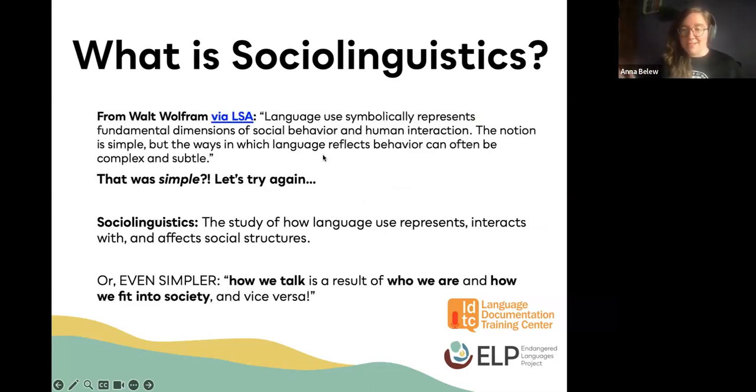Okay, that was not exactly a simple definition. That was a bit densely academic. So let's see if we can get it even more simplified. Essentially, sociolinguistics is the study of how language use, right, the way people talk or sign, represents and also interacts with and affects and changes social structures, the social world all of us occupy. And if we want to bring it even simpler, how we talk or sign is a result of who we are and how we fit into society. And in some ways, the ways we fit into society can also be shaped by how we talk. So it's this mutually reinforcing relationship.